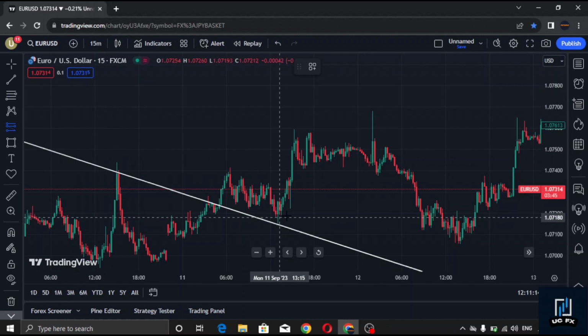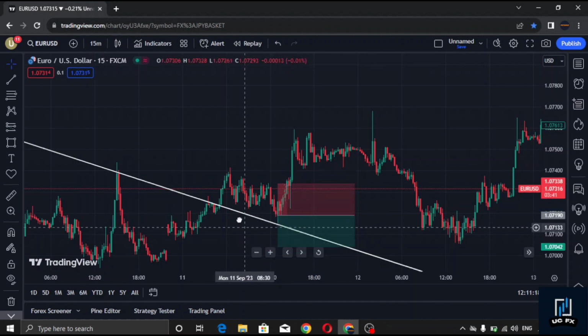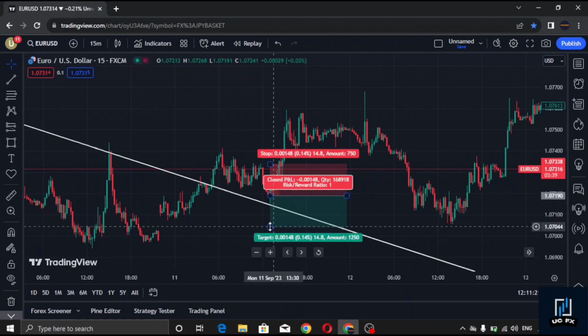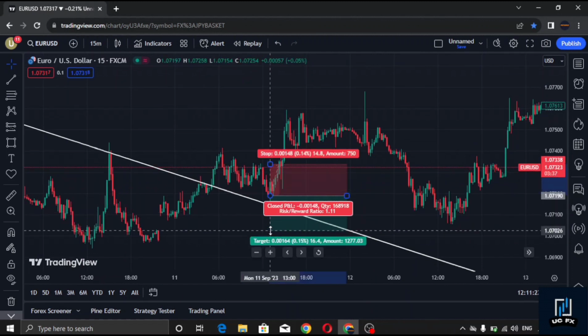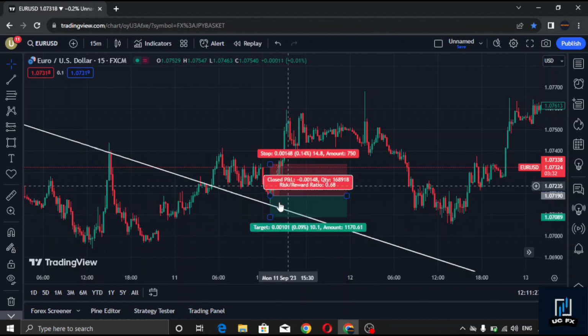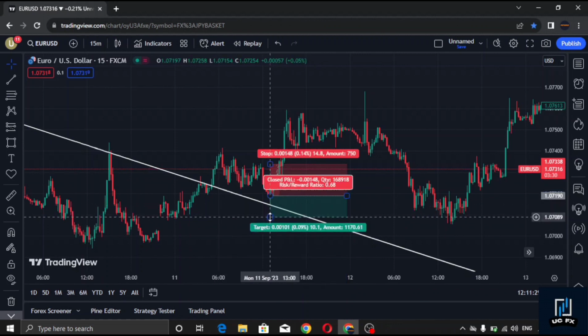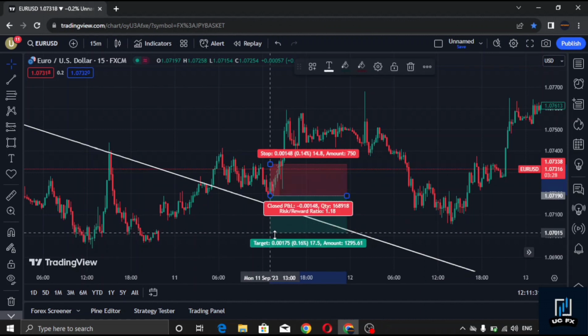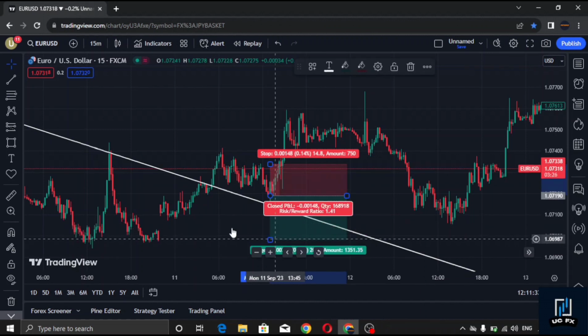So I placed my entry here and my stop loss just 20 pips below. You can even use as little as 10 pips. Actually, 10 pips still fits well in this strategy, but I consider taking 20 pips just to allow the market to breathe.